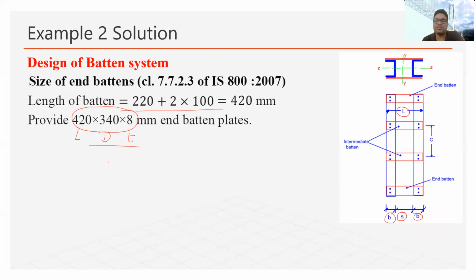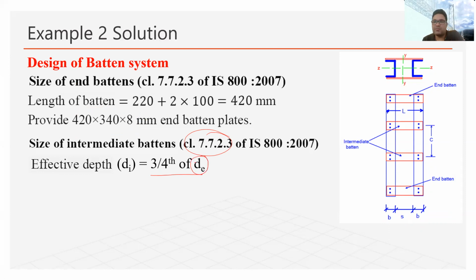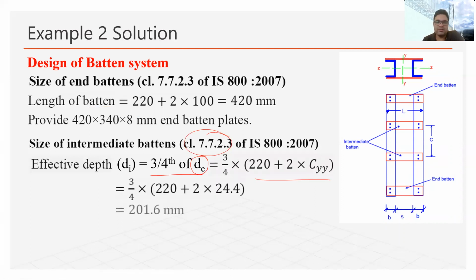Similarly, we will find out the size of the intermediate batten also. For the size of the intermediate batten, again as per this clause, we know that the effective depth of the intermediate batten will be 3/4 of the effective depth of the end batten. So this is how we are calculating 3/4 of DE. So this is the effective depth of the end batten. Based on this, we can find out this one, and after calculation, the intermediate depth of the batten is this one.